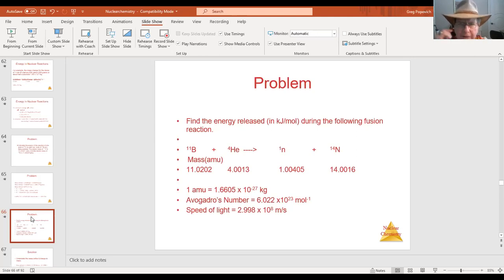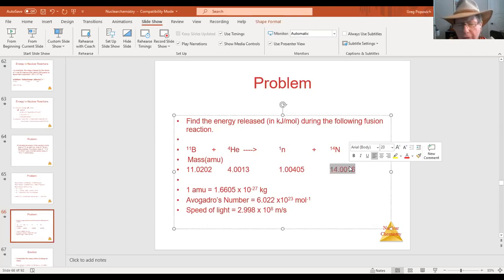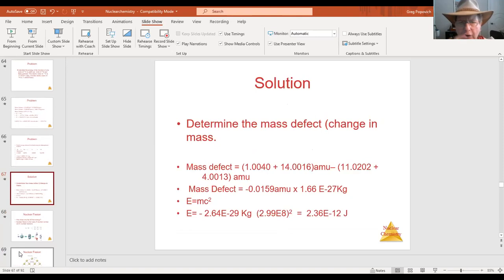What's the first step that I'm going to do here? Is it the mass defect? I'm going to take the mass I start with and subtract it by the mass I end up with. First step in all of these problems is going to be determining the mass defect.